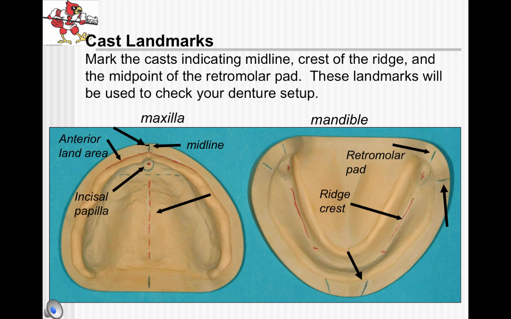The anterior of the vestibular roll is marked on this particular cast. This defines the most anterior position the base plate can occupy. It cannot extend past this point or it is subject to dislodgement by the musculature.